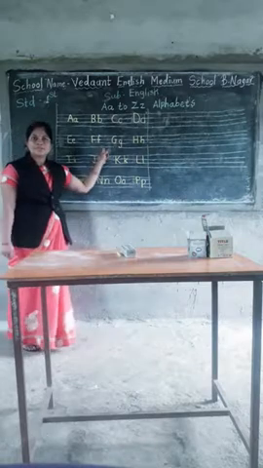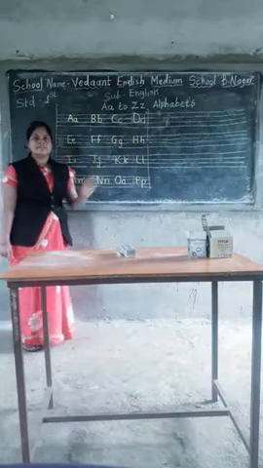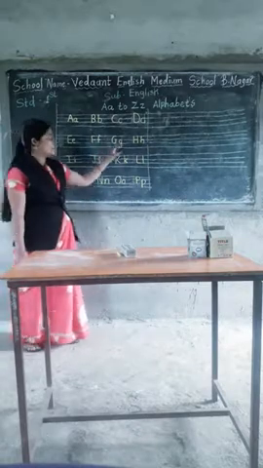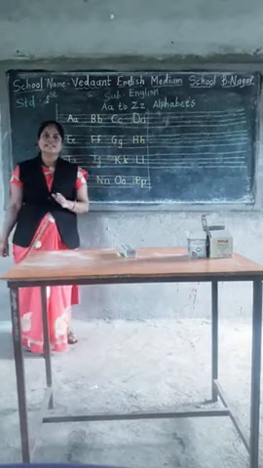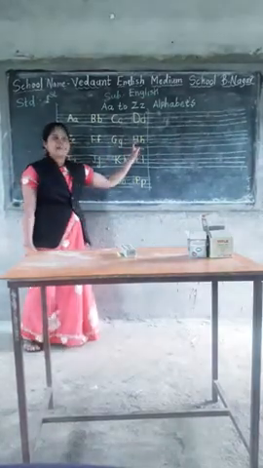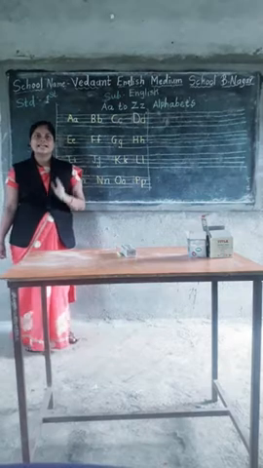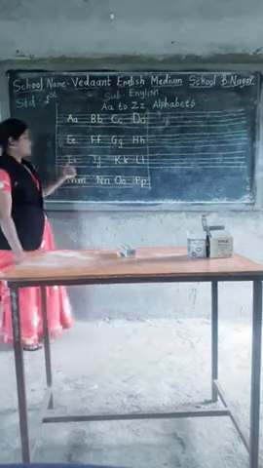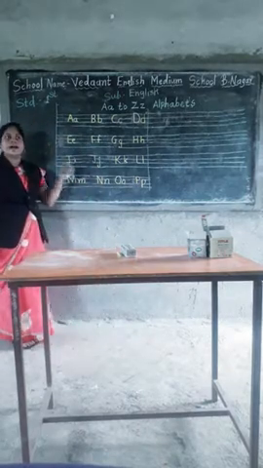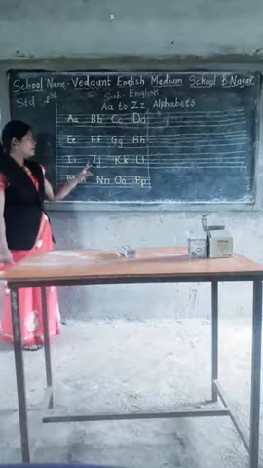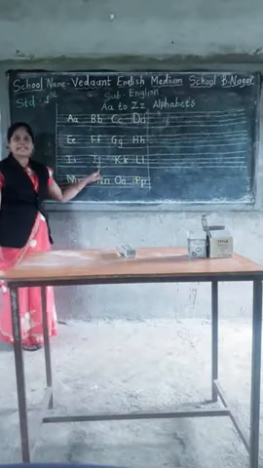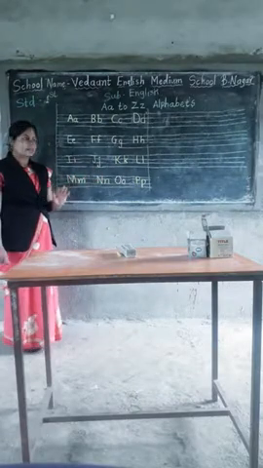Capital F, small f says f. Capital G, small g says g. Capital H, small h says h. Capital I, small i says e. Capital J, small j says z.